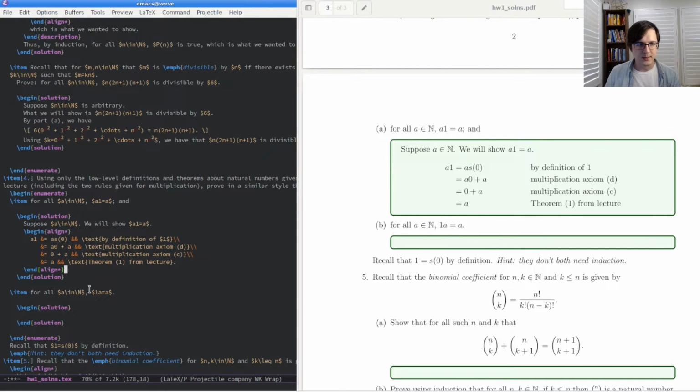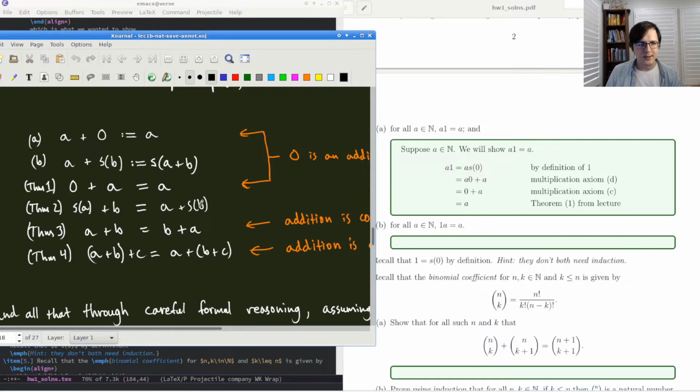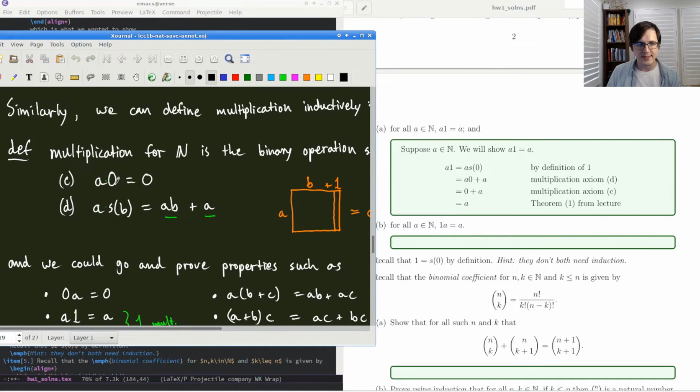Okay, so for the next problem, I'm just going to assume that we don't need any fancy tricks. So let's suppose a is an N, and we will show 1a equals a. And by fancy tricks, I mean changing what the statement is at all. So this is probably a safe start. And now, all we know about multiplication is what happens if the second thing is 0 or a successor.